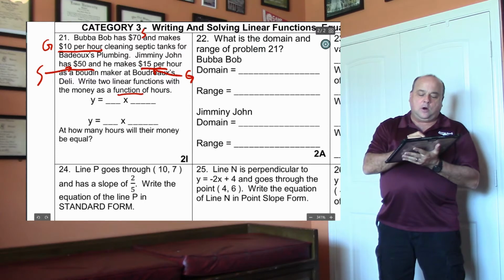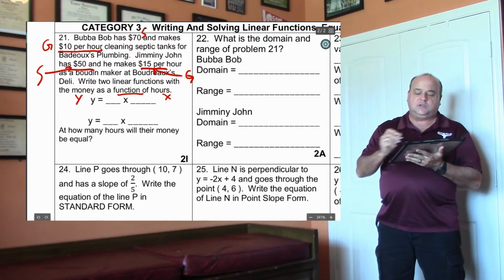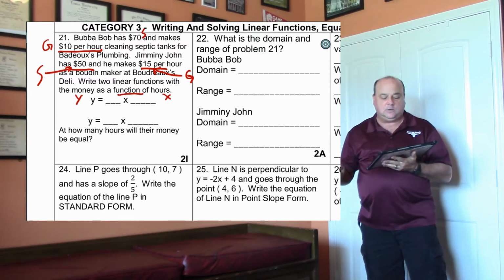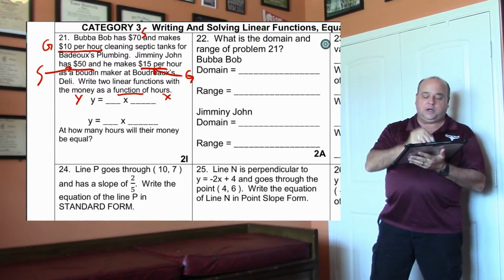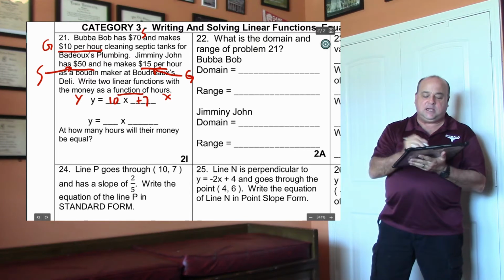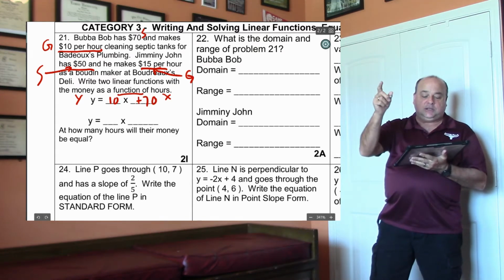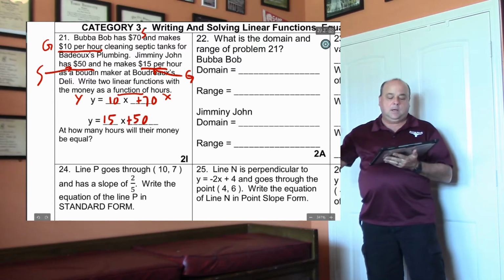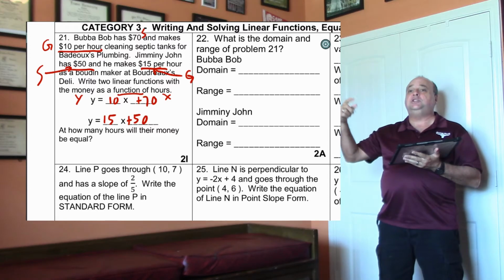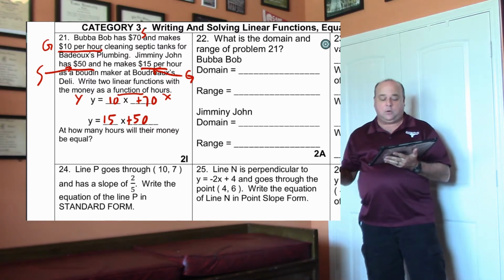Okay, so our money is Y and our hours is X. So we're inputting X, okay? So we're going to get $10. Bubba Bob's equation would be 10X plus 70, and Jiminy John's would be 15X plus 50. Bubba Bob starts off with more money, but Jiminy John's making more per hour, right?